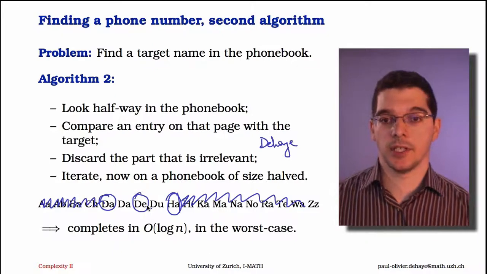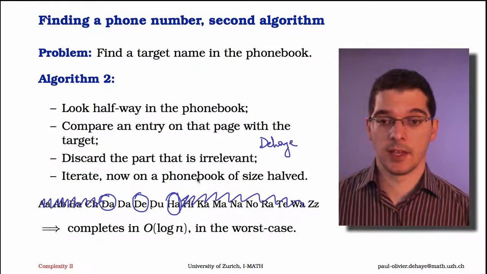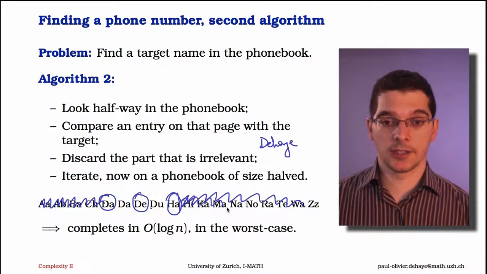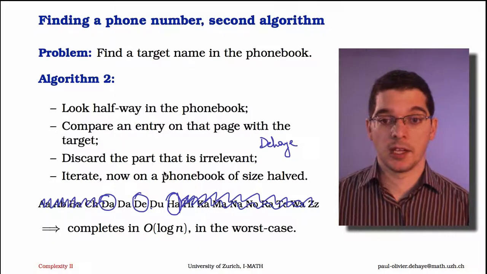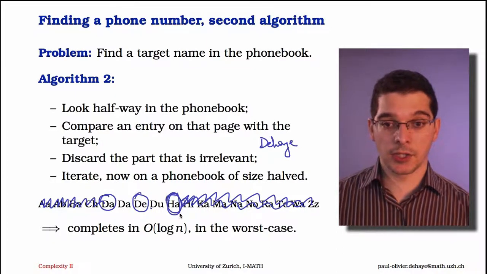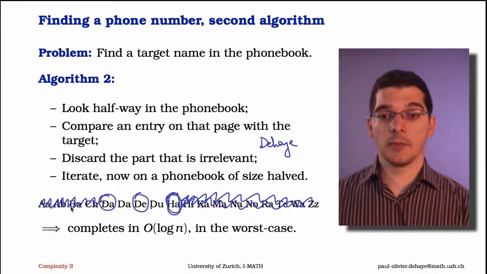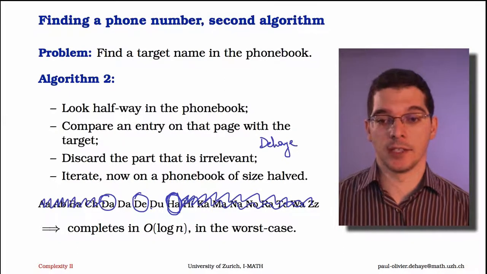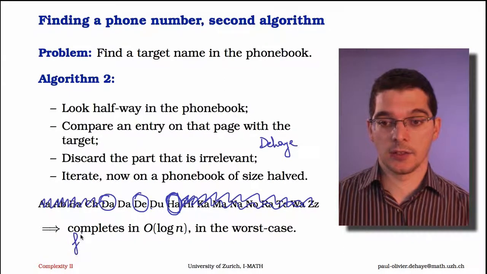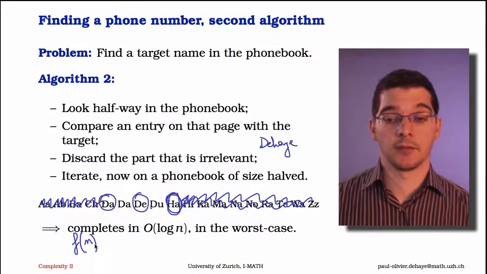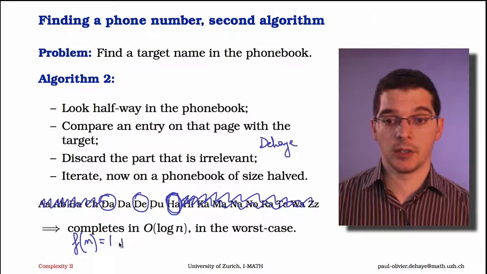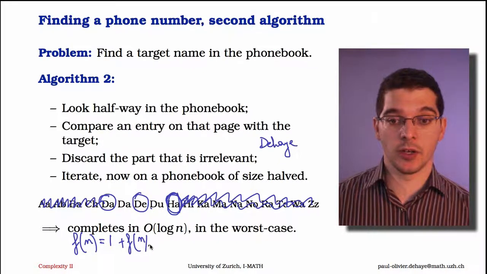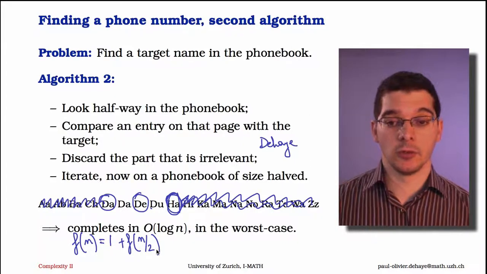What could happen in the worst case? That you should immediately ask yourself. Well, each time I'm discarding essentially half of the phone book, okay? And I'm performing one operation, the comparison, and then I'm looking for the name. I'm doing the same thing, but on an input that's half the size. So in other words, the time it takes to complete the task for an input of n will be 1, because I do one comparison, plus the time it takes for an input of size n over 2.